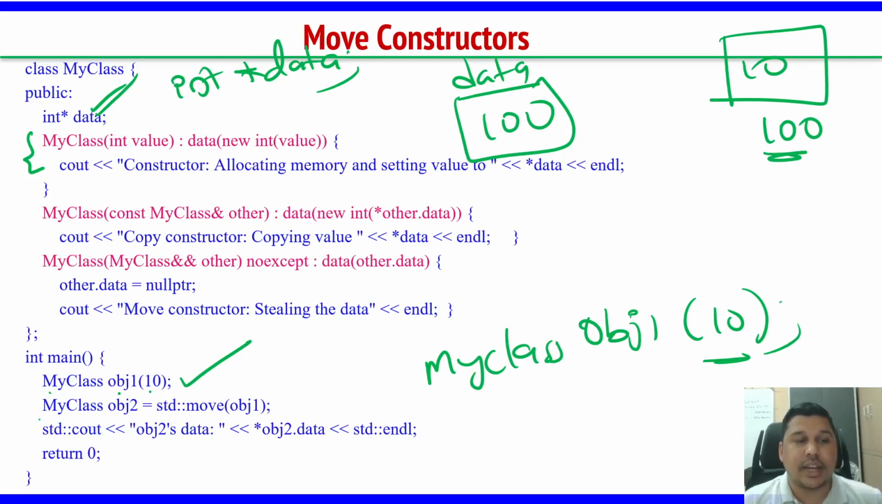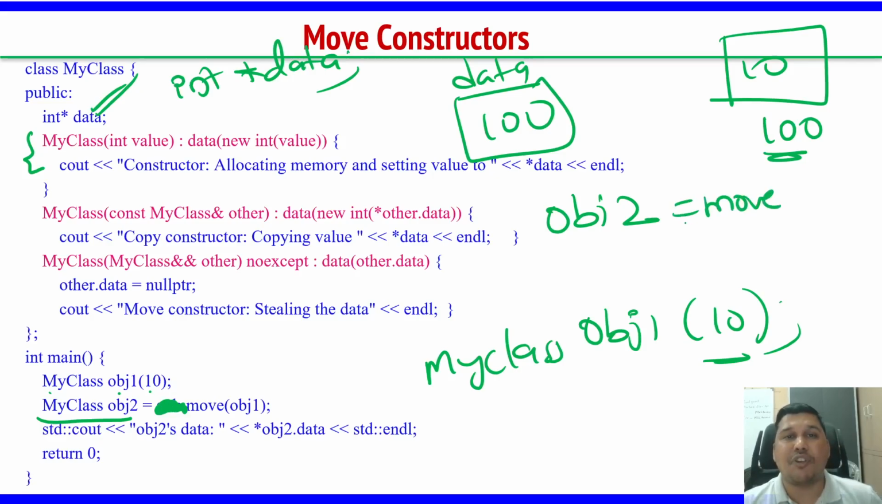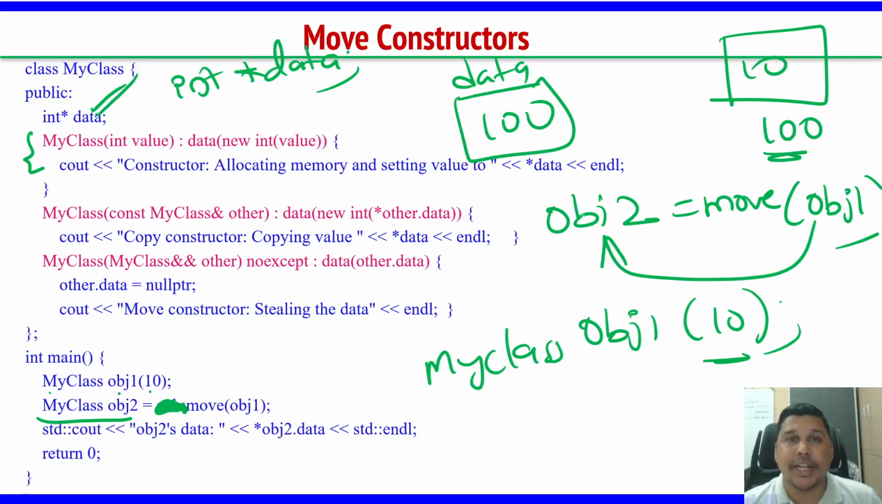Now you see here, MyClass object 2, the new object. I am creating a new object, object 2 is equal to move. There is a default function in C++, move of object 1. What it will do here, once you write this, is that object 2 will be pointing to wherever in the memory location object 1 is referring. That will be referred to by object 2 now.